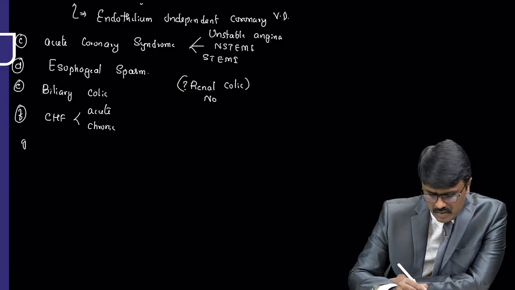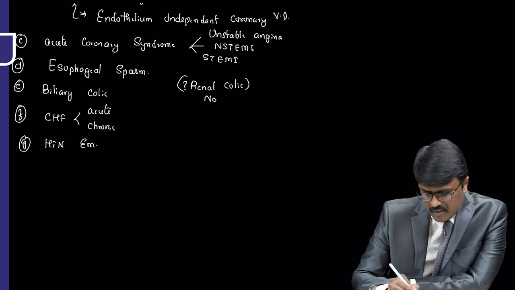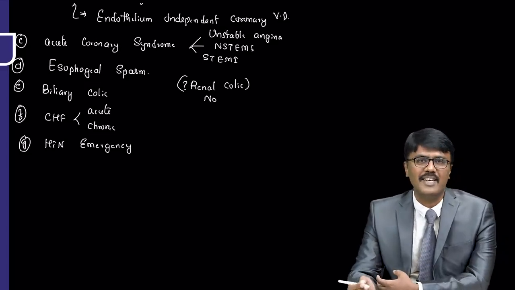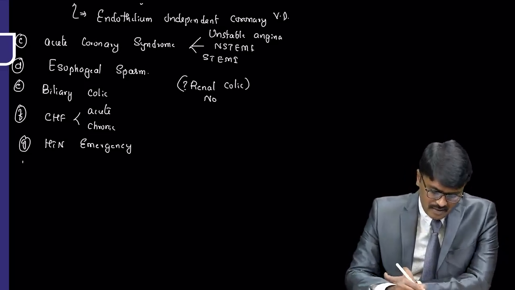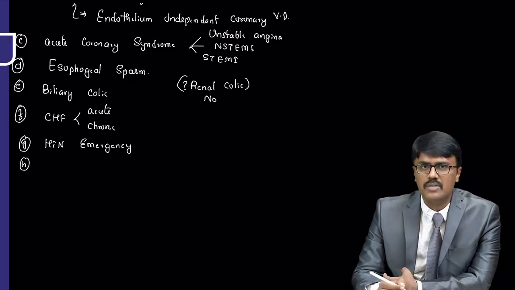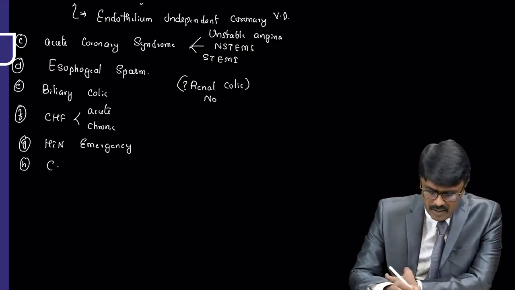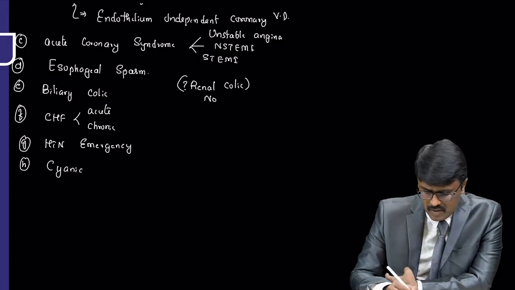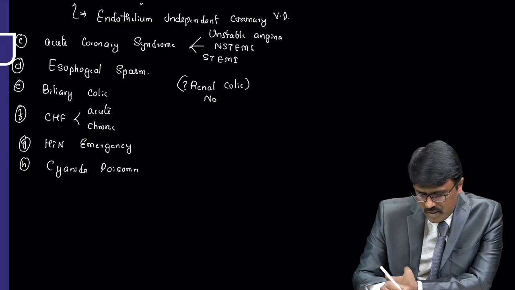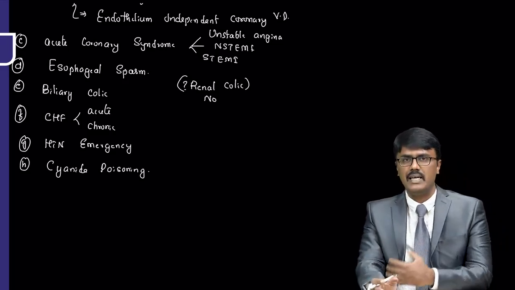These are also used in the management of hypertensive emergency, that is nitroglycerin, which is given IV. IV nitroglycerin can be used. Then we can also use them in a poisoning called cyanide poisoning. So nitrates can be used in cyanide poisoning. So these are the major uses of nitrates.